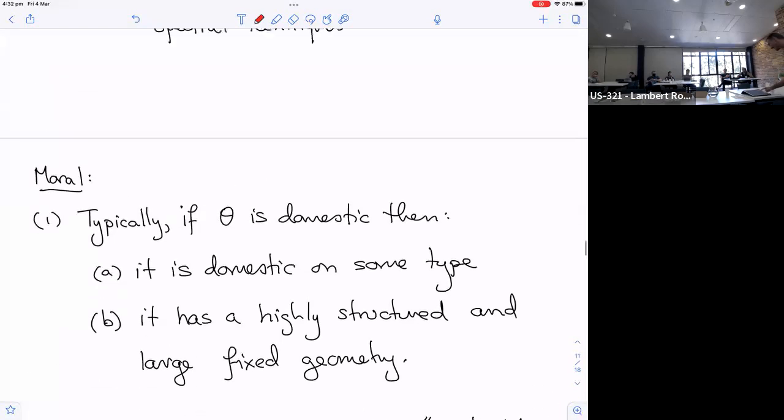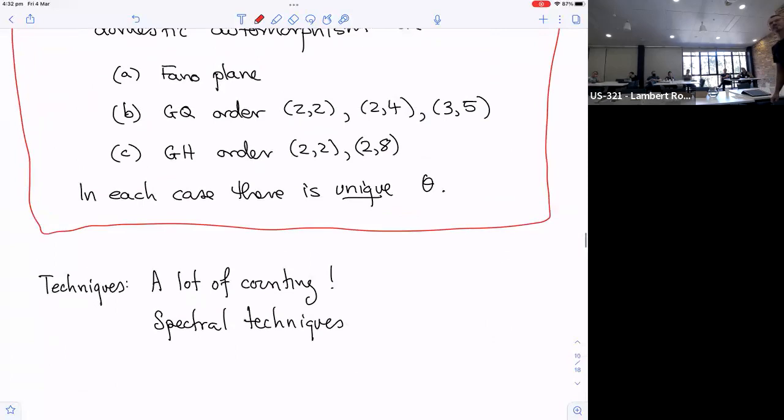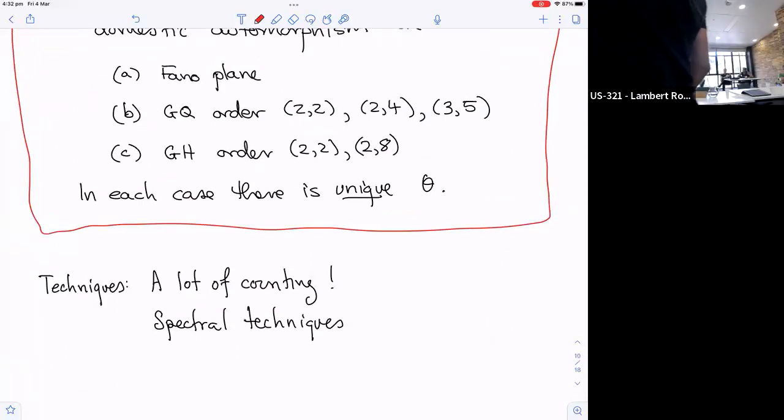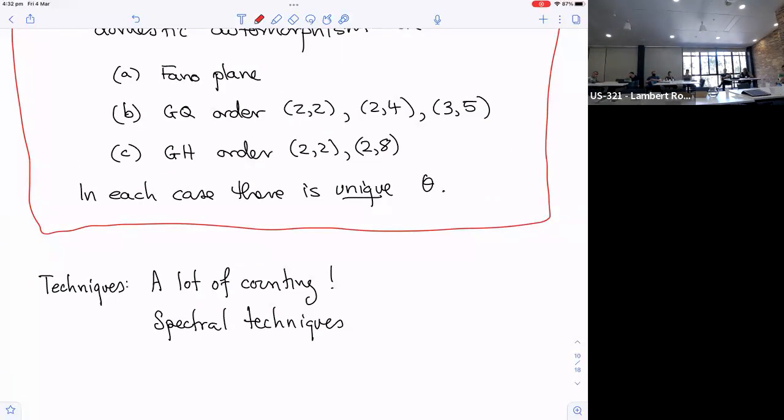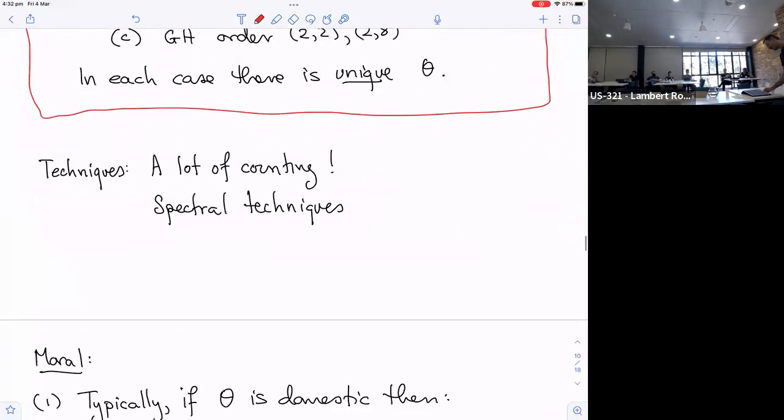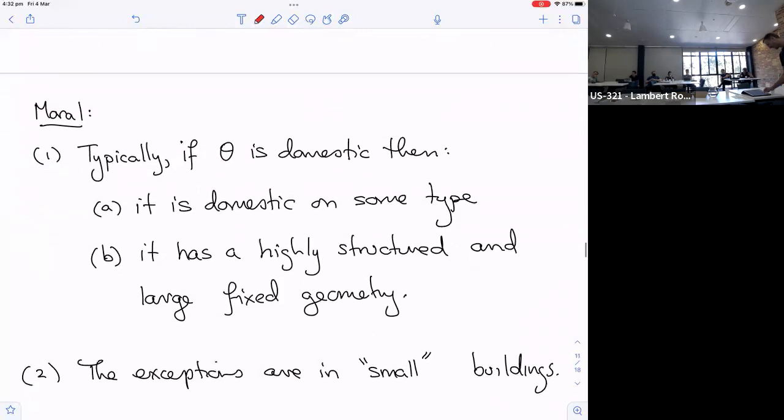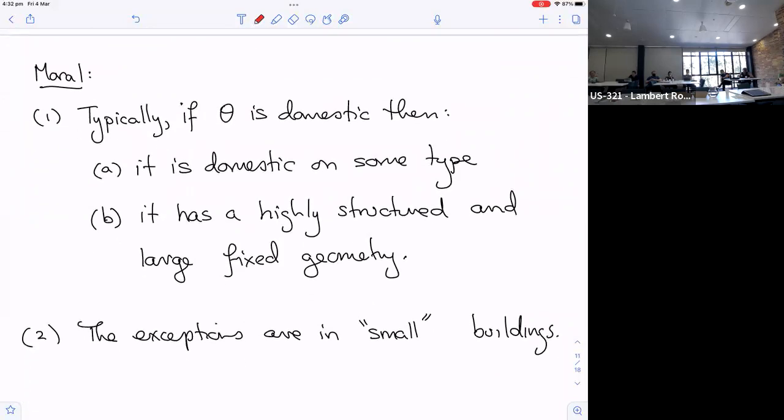However, just to emphasize that that's not the full case: in this 3-5 case here, the fixed geometry of this automorphism is empty. It doesn't fix anything, in fact, but it still manages to be domestic. But anyway, there are finitely many small counterexamples to the general moral. So the exceptions are in the super tiny buildings where there's some 2 or 3 somewhere in the thicknesses.